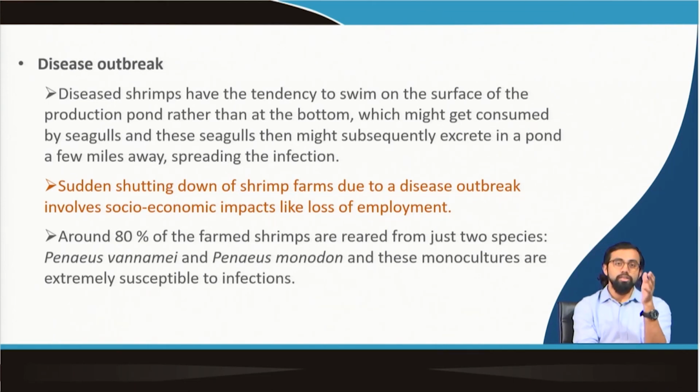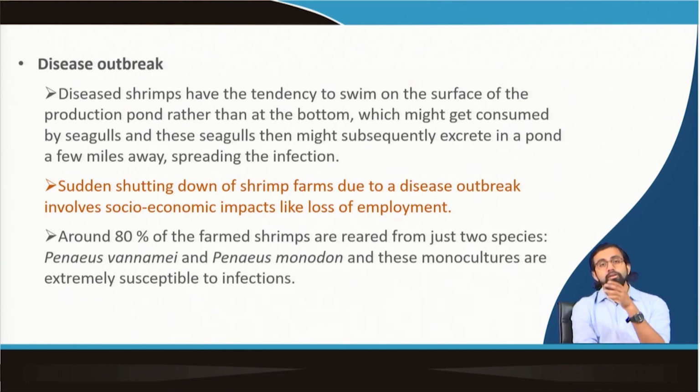Sudden shutting down of shrimp farms due to disease outbreak is also not possible because of the socio-economic impact, like loss of employment and loss of revenue. So that is sometimes not possible, and even if you do so, it comes with a lot of consequences.